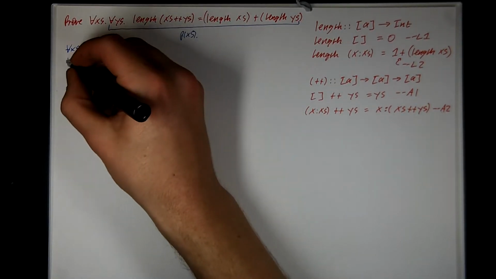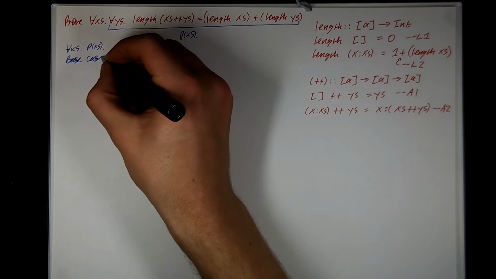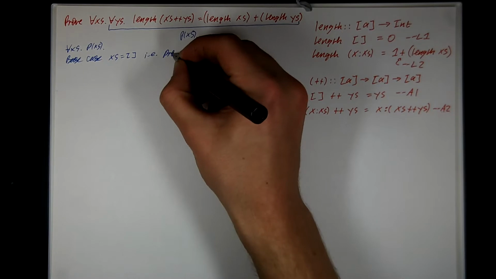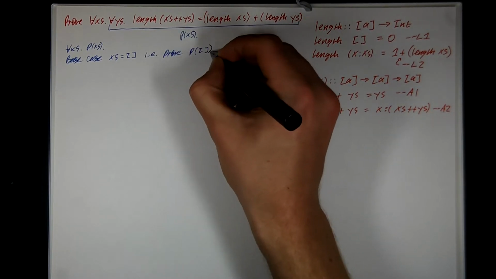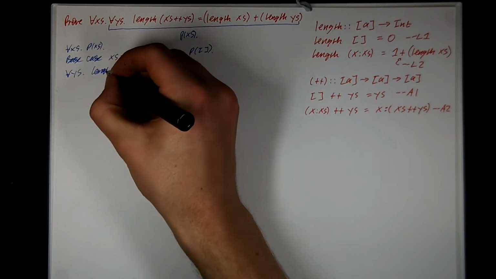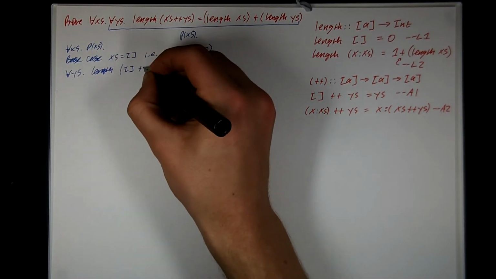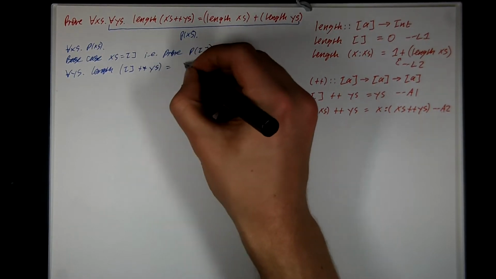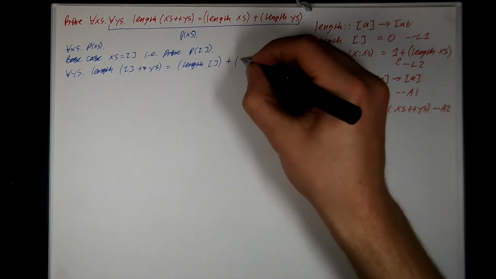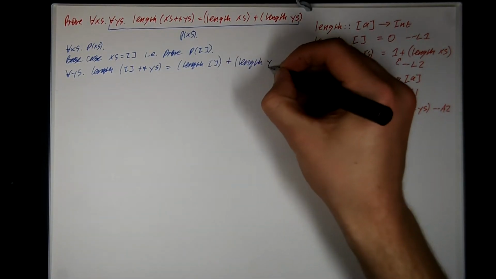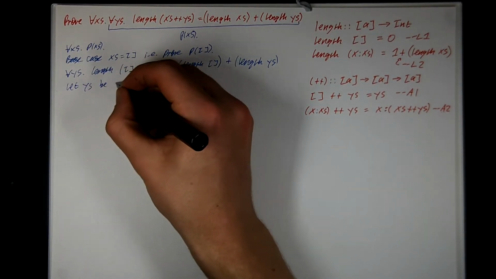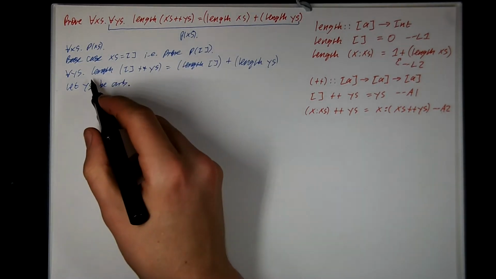Okay, so the base case is going to be xs is equal to the empty list, i.e. we want to prove p of the empty list. So we want to prove for all ys, the length of the empty list concatenated with ys is the same as the length of the empty list plus the length of ys. That's going to be our goal. So we're going to let ys be an arbitrary list, and then we want to prove this statement here.